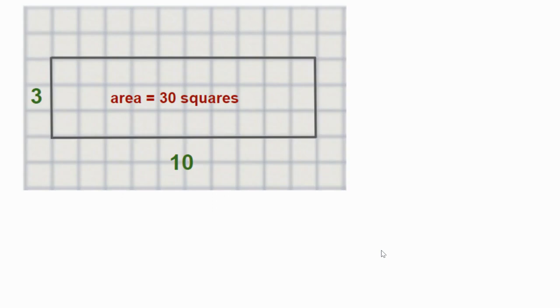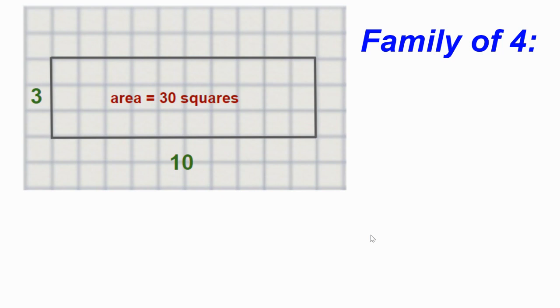So let's go back to one of our rectangles here, our 3 by 10 rectangle that makes 30 squares inside, an area of 30 squares. From this rectangle, there are 4 facts: 2 multiplication and 2 division. So let's talk about this family of 4.